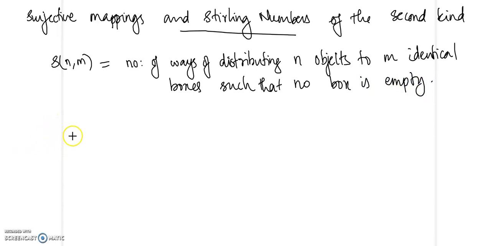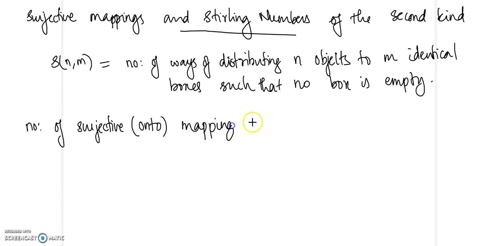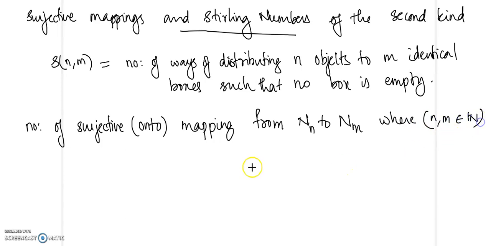Now let us look at the number of surjective or onto mappings from N_n to N_m, where n, m belongs to N. So the number of surjective mappings from N_n to N_m. For a surjective or onto mapping, every element in N_m must have a pre-image in N_n.